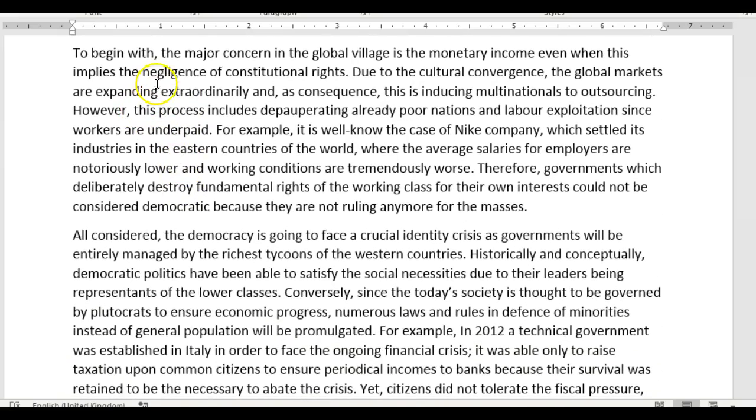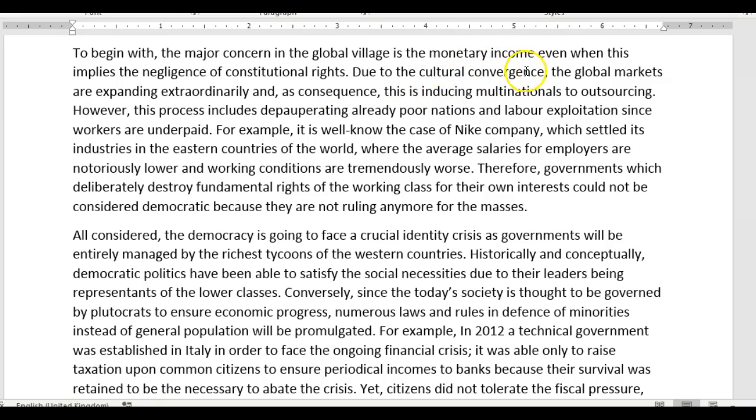Nice. To begin with, the major concern in the global village is the monetary income, even when this implies, even though this implies neglecting constitutional rights, no, not negligence. Have a look in a dictionary at the difference between to neglect and negligence. And you know, the negligence and neglecting as the gerund kind of noun form from neglect are slightly different.